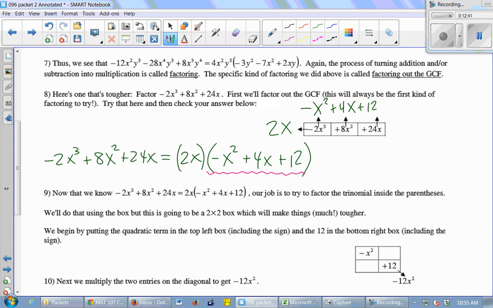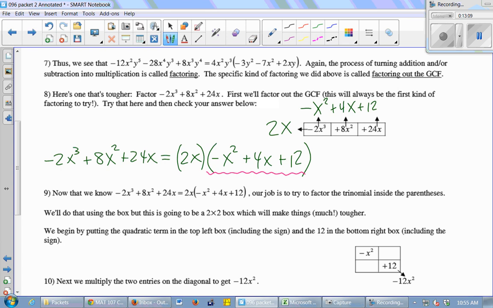Okay, the problem is there are no common factors, right? If I look at the numbers, I've got 1, 4, and 12. What's the GCF of 1, 4, and 12? 1. Pulling out a 1 is not helpful. It doesn't change anything. How about x squared, x, and nothing? Nothing, because this guy doesn't have any x's, so I can't pull it out. So I have no common factors, so I have to try to do something else, a little bit trickier.